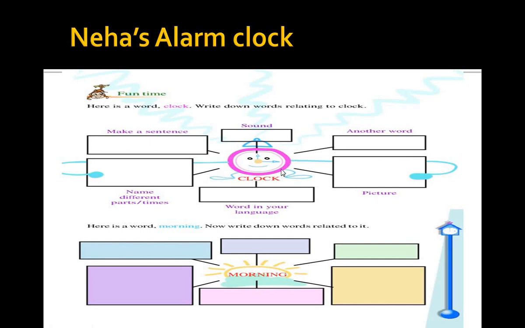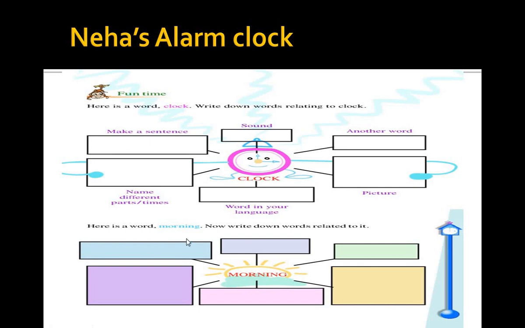Okay, another word for the word clock, what would you call? My friend, if I would say. Then make a picture of a clock. You can make a picture of the clock that you have in your home, and name different parts and times. Different parts like needles, the hand, the numbers, just write everything. The alarm bell, okay, the snooze button, and word in your language. What do you call this in your own language? Alarm clock. What do you call it?